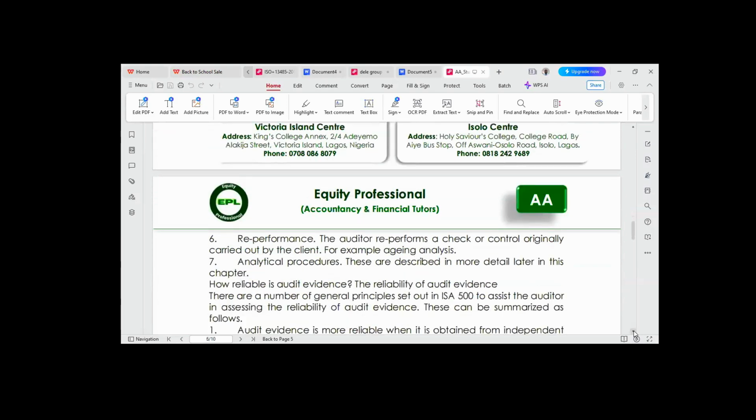Then you have reperformance. Reperformance is when the auditor tries to check whether the original controls put in place are being complied with. What that means is that the auditor would have asked questions and is able to satisfy himself that this is what is obtainable here. But for him to be convinced beyond reasonable doubt, he needs what we call reasonable assurance.